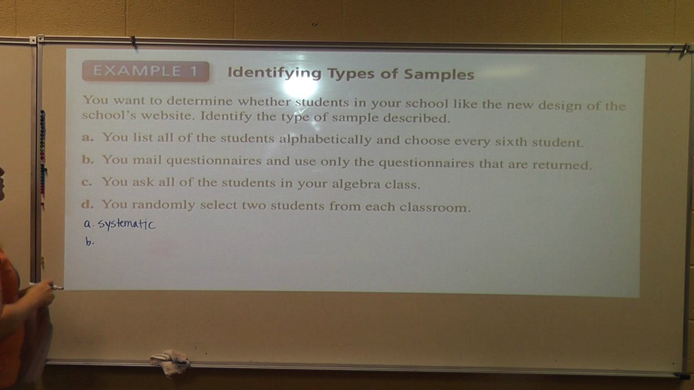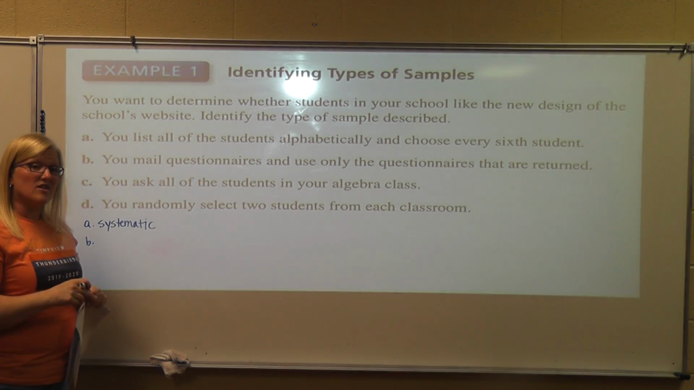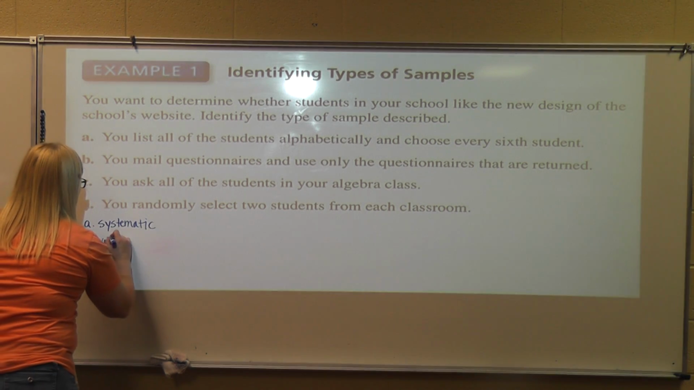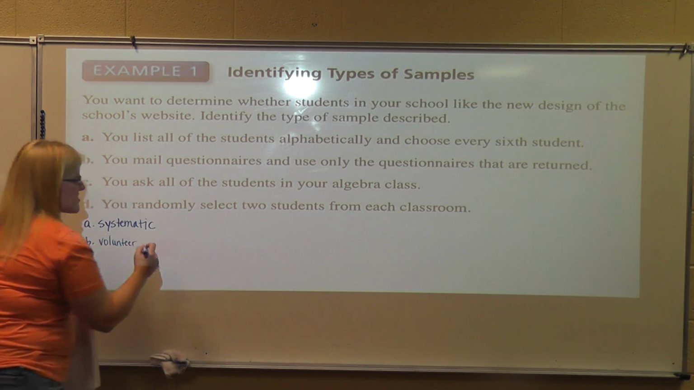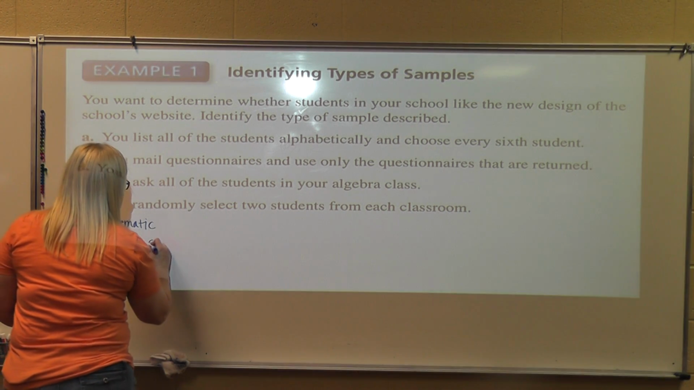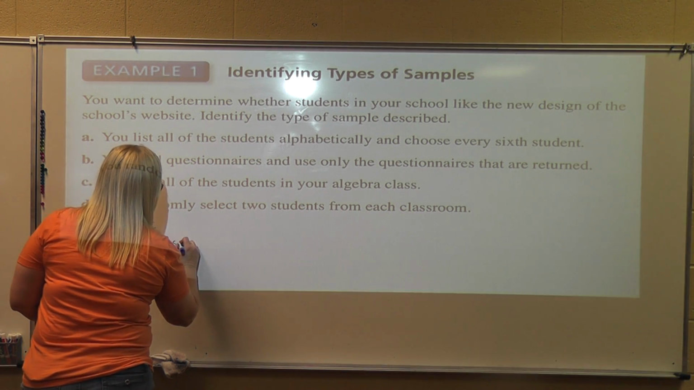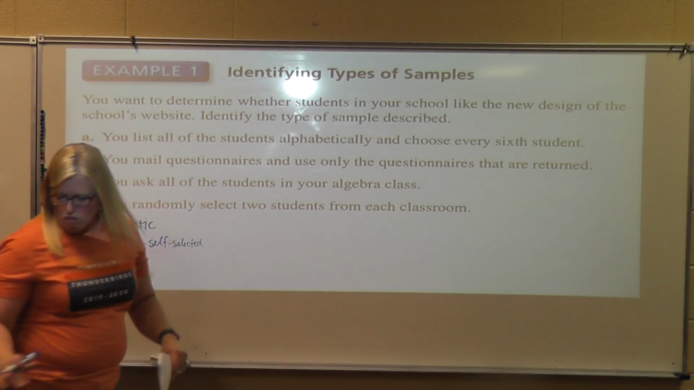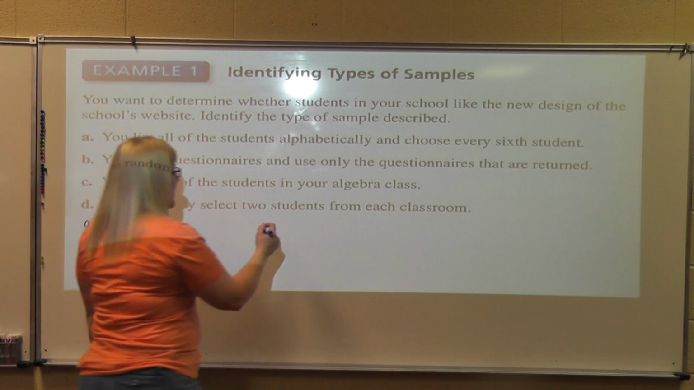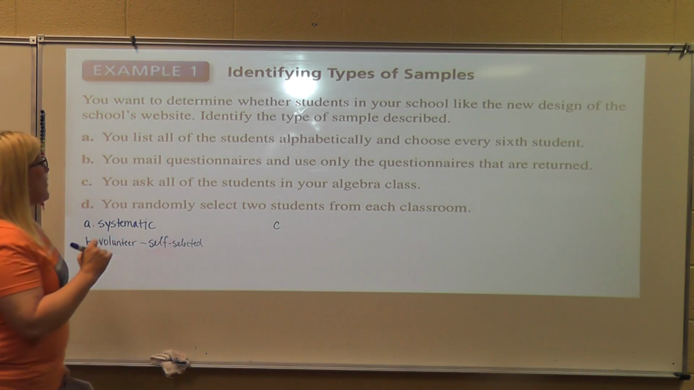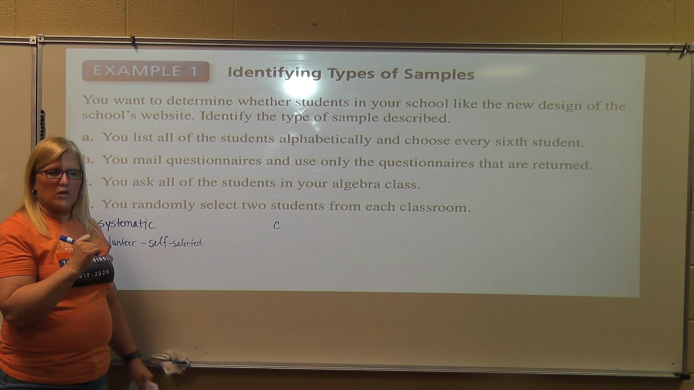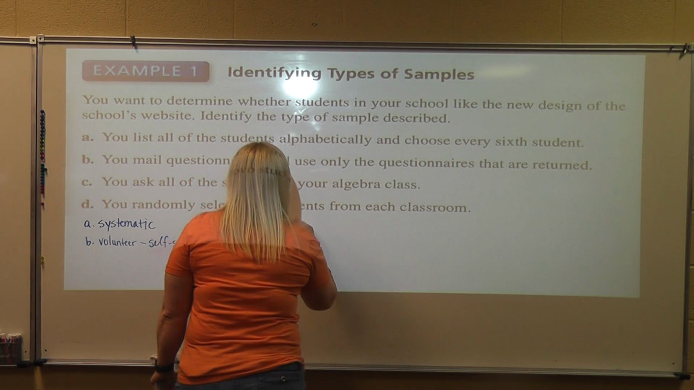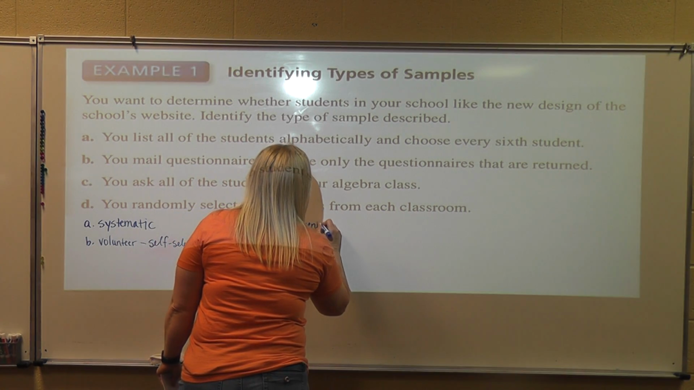B: you mail questionnaires and use only the questionnaires that are returned. This would be a volunteer sample, but it's not called a volunteer sample, it's called self-selected. These people said, yeah, I'll fill that out and turn it back in. C: you ask all of the students in your algebra class. That sounds pretty convenient to me. So this would be a convenience sample.